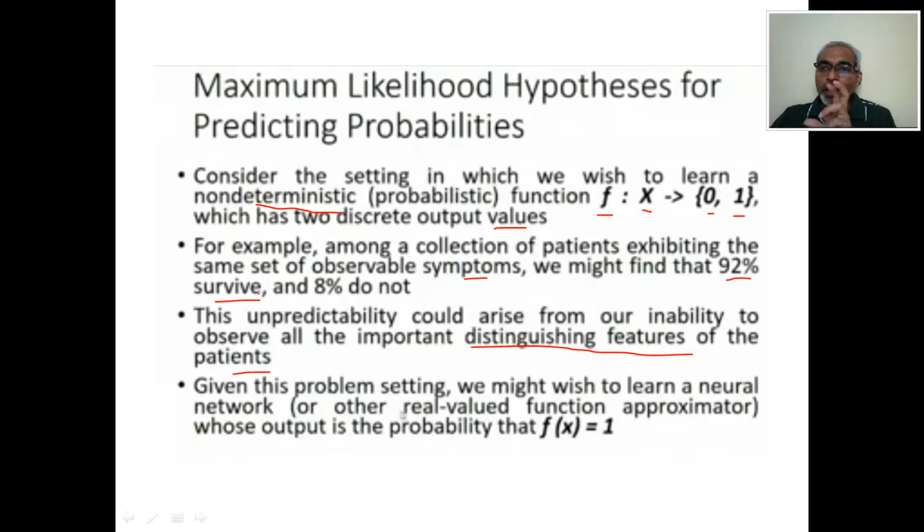That is why that unpredictability comes into the picture. Now if we are talking about these type of examples, then how are we going to predict the probabilities? Given this problem setting, we might wish to learn a neural network or any other real valued function approximator whose output is the probability that f of x is equal to 1.